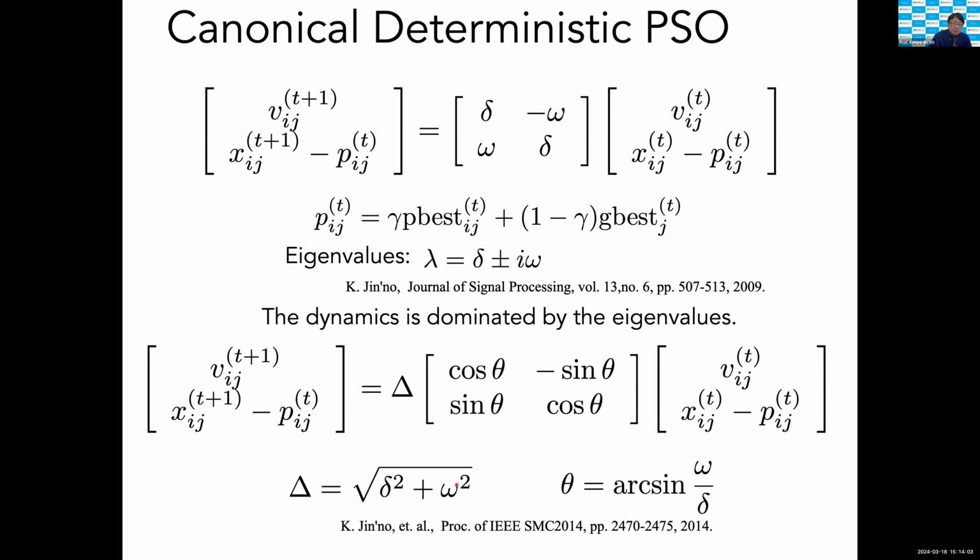In this system, delta represents the expansion rate of the trajectory within the phase space, and theta represents the update angle within the phase space. By describing the system in this way, the behavior of each particle within the phase space is clarified. Using this system, we analyze the characteristics of the PSO search point.